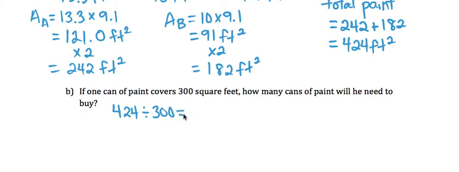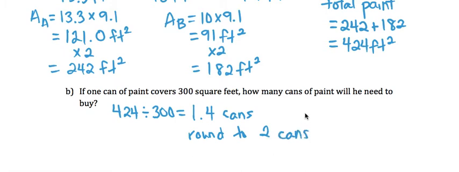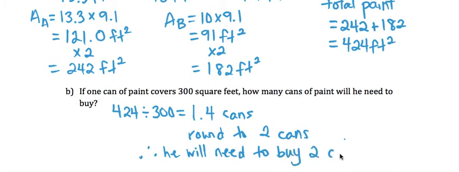and that'll give me 1.41 or 1.4 cans, but I can't go to the store and ask for 0.4 of a can, so I have to round this up to 2 cans. So that means I'll have some extra paint available to use for some other project. So a word problem could use a good therefore statement. Therefore, he will need to buy 2 cans of paint.